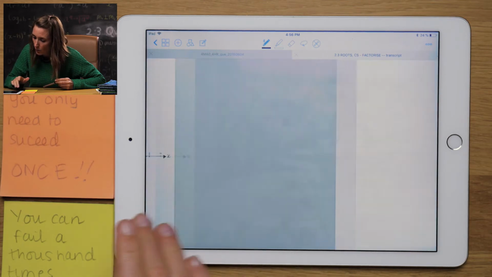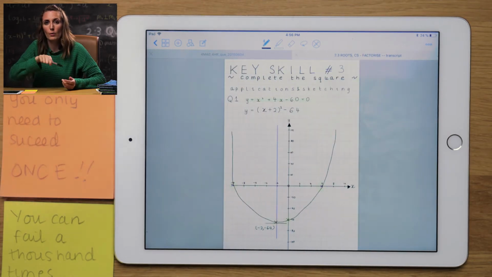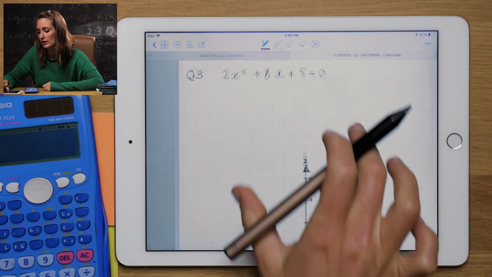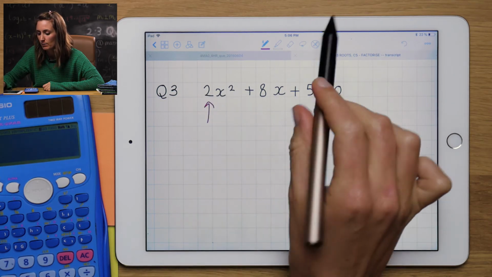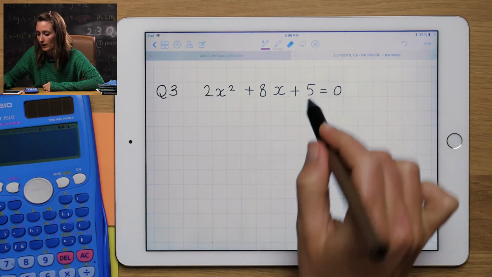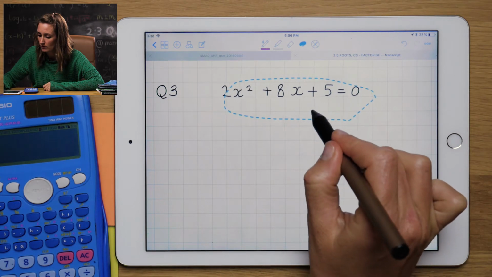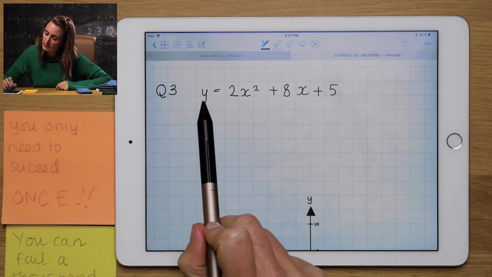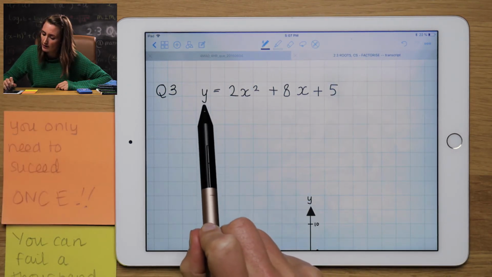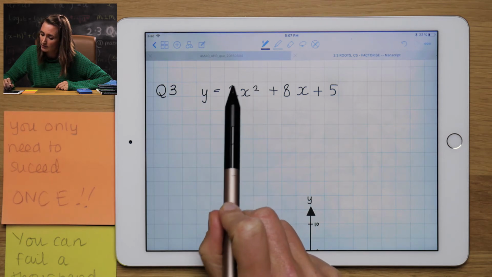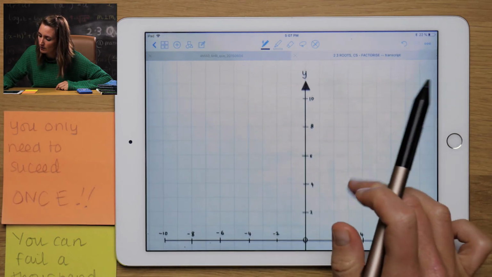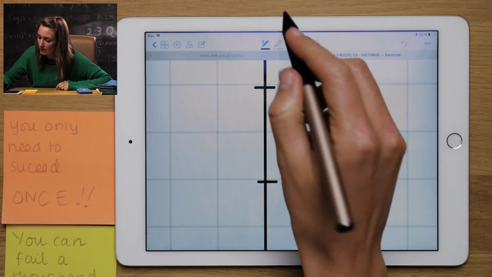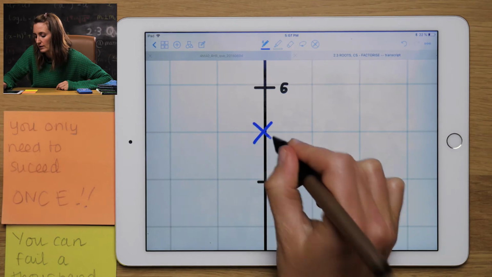Okay, let's do one more example of one that goes the other way. Let's have a look at example 3, where we have the leading coefficient, or the number in front of the x squared, bigger than 1. So straight away, I'm going to make this y equals 2. Okay, so this is our equation. The first thing we're going to do is find the y-intercept by making x equal to 0. So this will disappear, and we'll be left with 5. So 5 on the y-intercept.